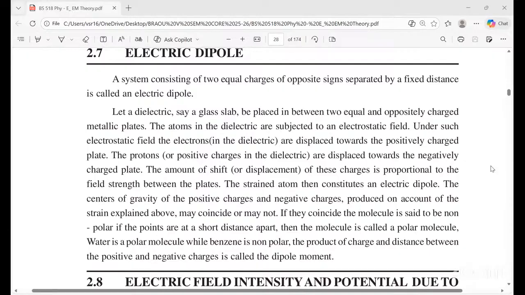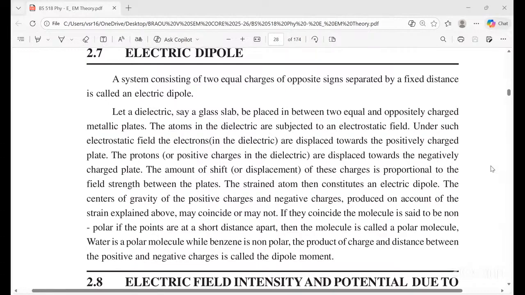Okay. So the atoms inside the dielectric are subjected to an electrostatic field. The electrons inside the dielectric slab are displaced. The positive charges inside the dielectric slab are displaced toward the negatively charged plate, and similarly the negative charges are displaced toward the positive. So the strained atoms then constitute an electric dipole.